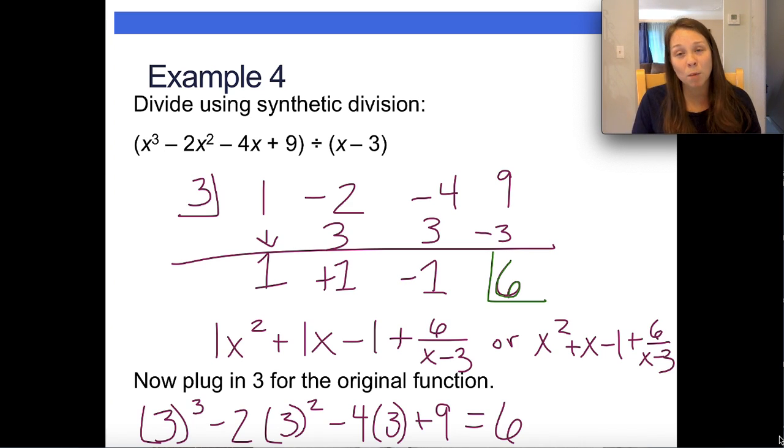All right, so that wraps up synthetic division, and now you're good to work on the 3.3b assignment for synthetic division.